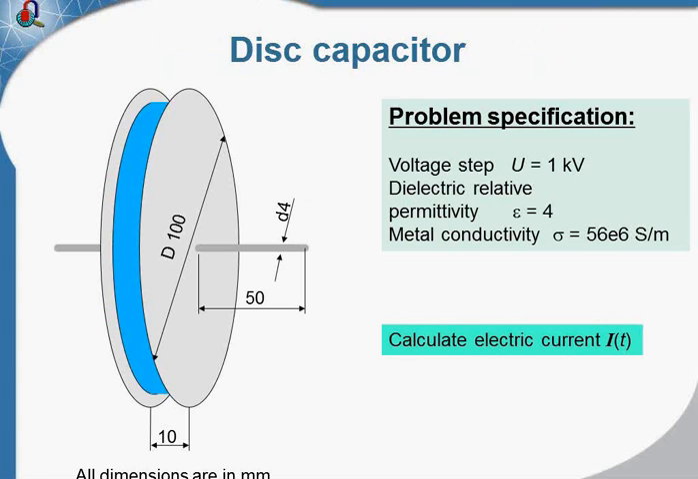The first case is the disk capacitor. Disk capacitor consists of 2 plates made of metal and the dielectric layer between the plates. The voltage pulse is applied through the terminations. Our task is to calculate the current as a function of time. Capacitor dimensions and the material properties and the pulse parameters are shown on the slide.